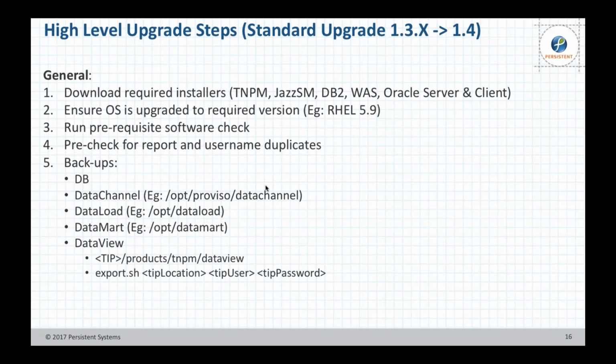So these are the common areas that you will normally need to back up. Number 1, database. Generally you would go to your DBA to do a full database backup before you actually do an upgrade. Number 2, data channel. These are the default folders. In your installation, you may have different folders, but basically wherever you installed all your data channel components, that is the folder that you want to back up.